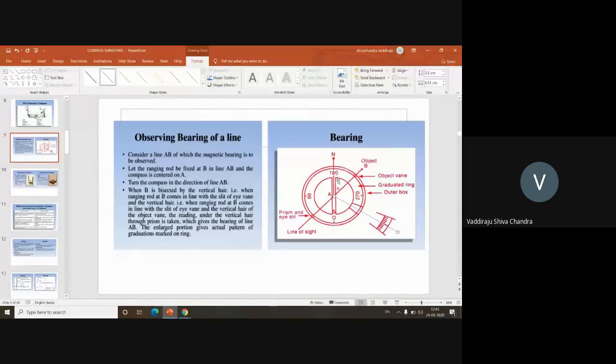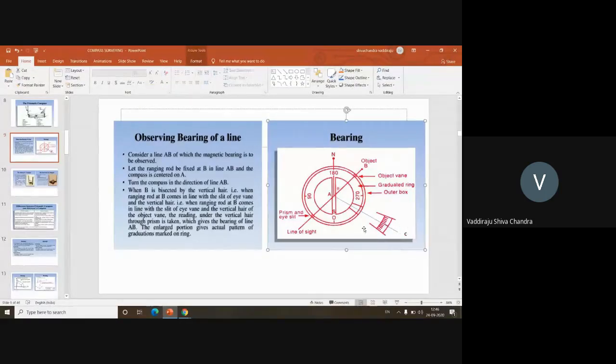Then again, what will be the value of this? The value of this is with respect to north, not with respect to B. So you need to measure it with respect to north, then it is called a bearing. But if you are measuring with respect to B, it becomes an angle. Assume that this is point C. When I am measuring from north to C, it is called the bearing. If I am measuring from B to C, this is called an angle.